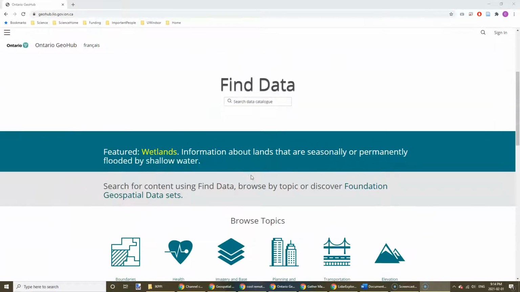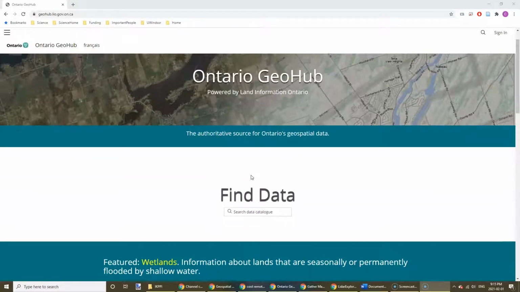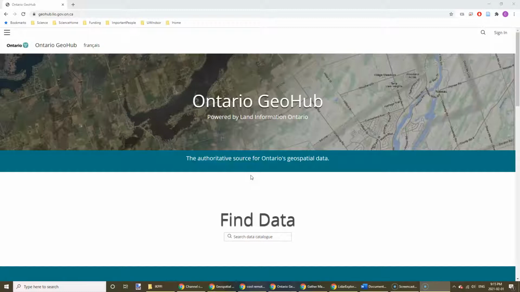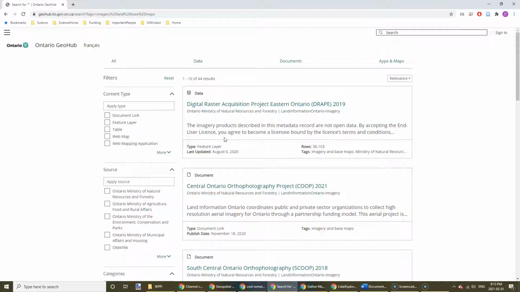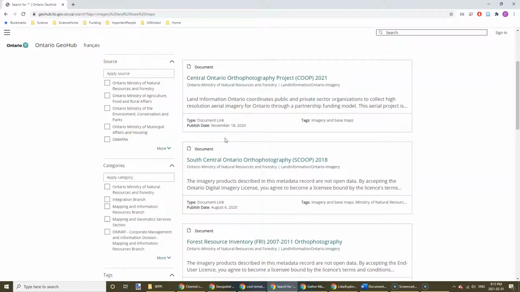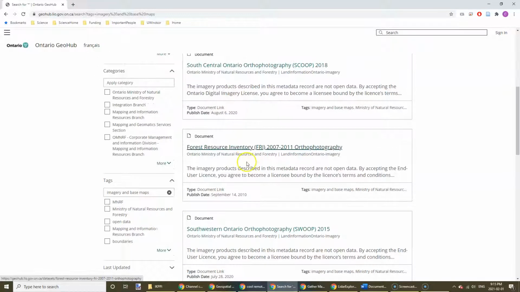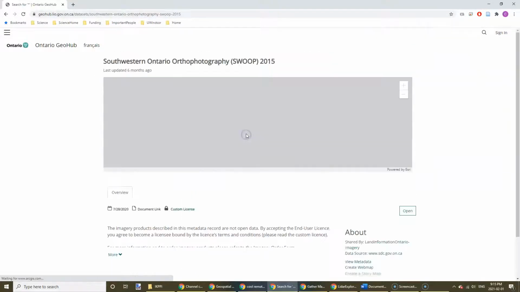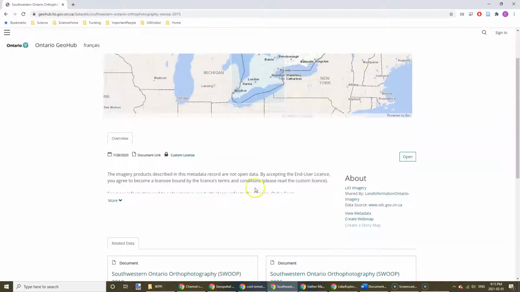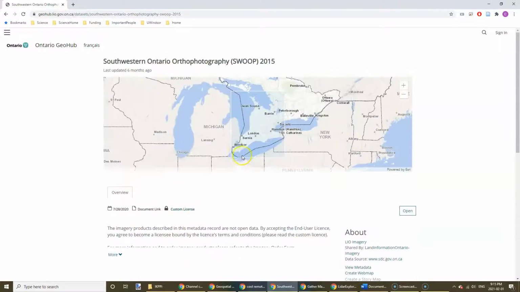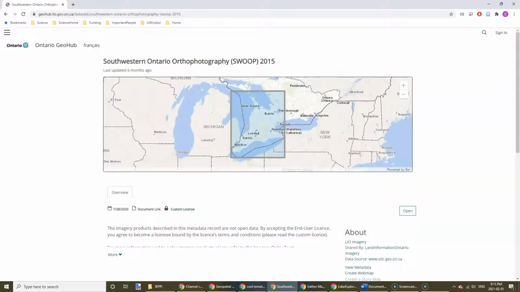It's not something I do all the time, but from my understanding, they are more than willing to share information for projects. So let's say you did want to look at imagery and base maps. I do want to highlight a couple of different projects. Swoop, for example, is an actual imagery that was collected from 2015. So all of this particular imagery here was collected from aerial imagery.